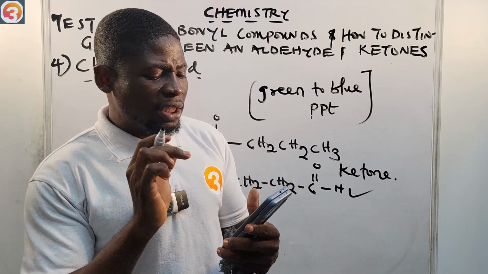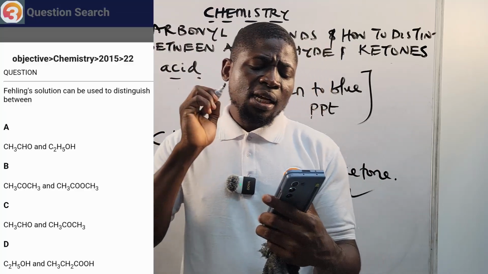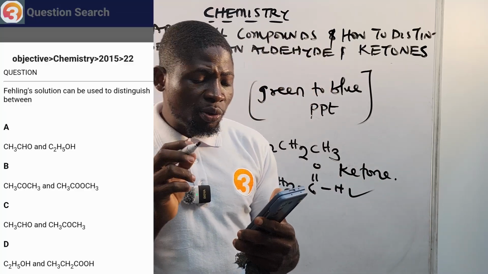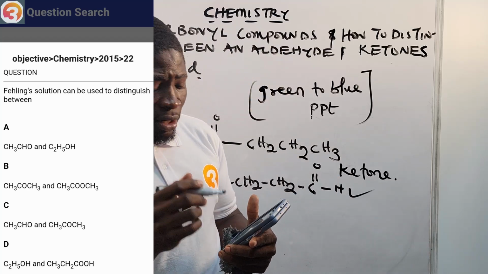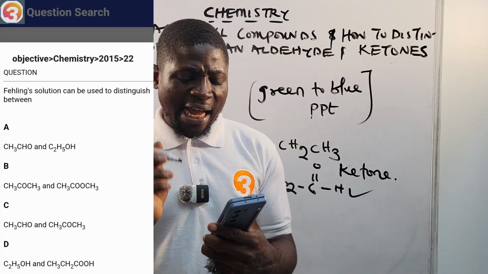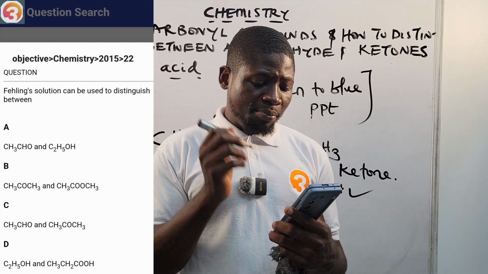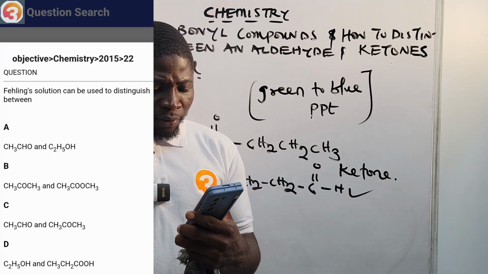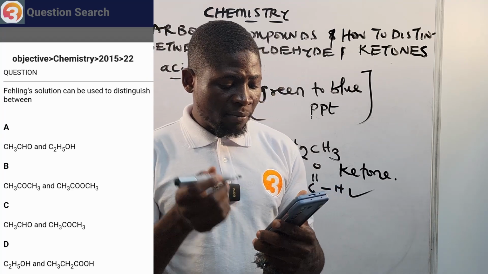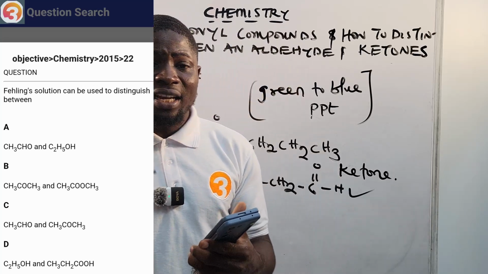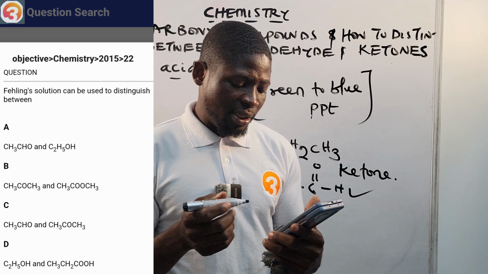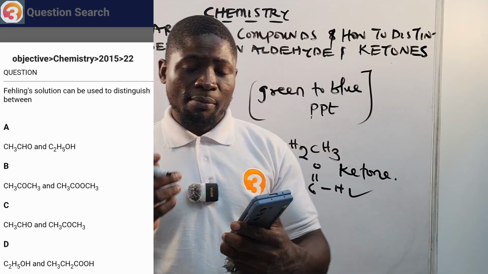So let us continue. 2015 number 22. It says Fehling's solution can be used to distinguish between, it is definitely an aldehyde or a ketone. So let's look for the option that has an aldehyde or a ketone. A is an aldehyde and an alcohol, so it cannot be. B is a ketone and an ester, cannot be. C is an aldehyde and a ketone, very correct. So our correct answer there will be option C. D is an alcohol and a carboxylic acid.